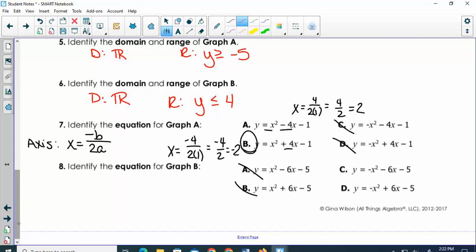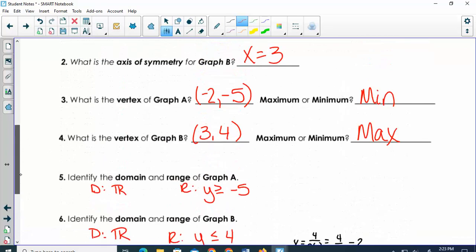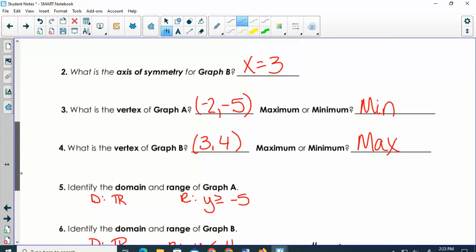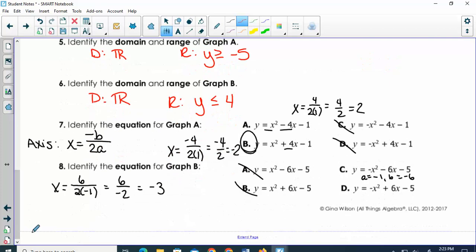So let's check it. If I did C, what's my b value? A is negative 1, b is negative 6. So the opposite of b will be a positive 6 over 2 times a, which is negative 1. 6 divided by negative 2 is negative 3. Is that what we said it should be? We said it should be positive. So that can't be right.